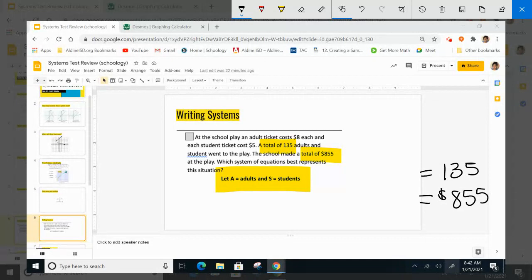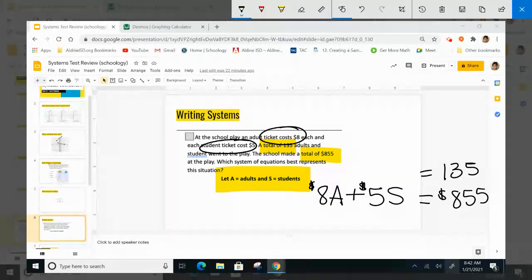Now notice that this equation has money, so I'm going to be looking for the things that deal with money to go with that equation. So we are selling tickets for adults and students, and it tells me here that an adult ticket costs $8. So adults, but each adult is going to pay $8, so it's going to be 8A plus, it's a total, that means we're adding. We have to add how much it costs for the student, and each student is paying $5. So this equation here would calculate the amount of money.